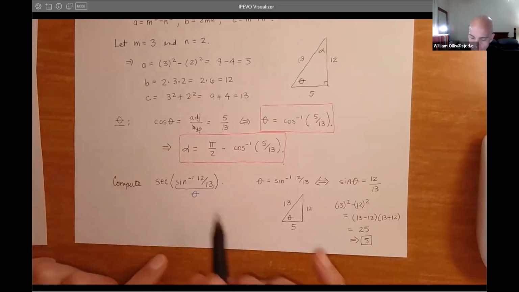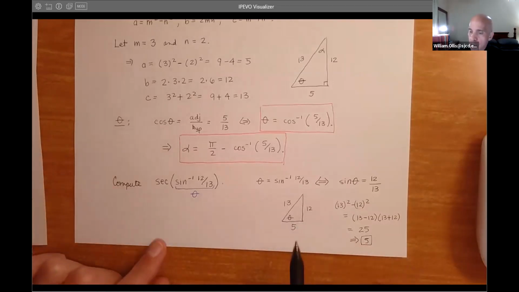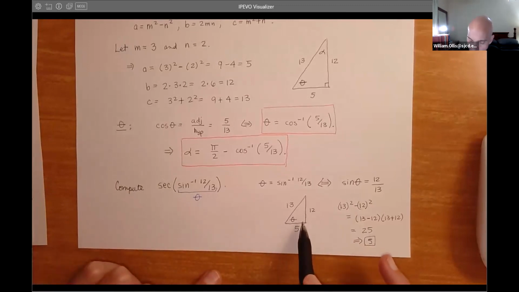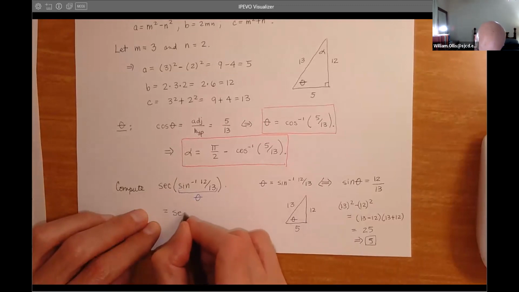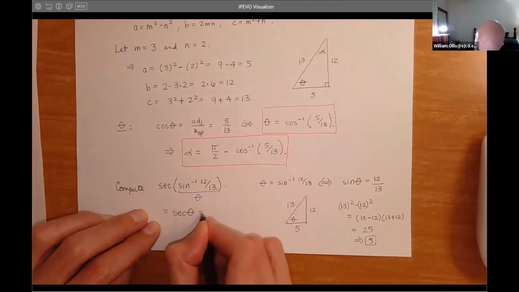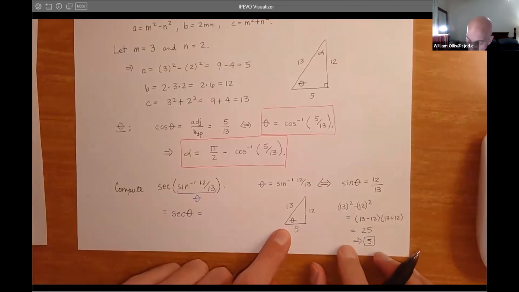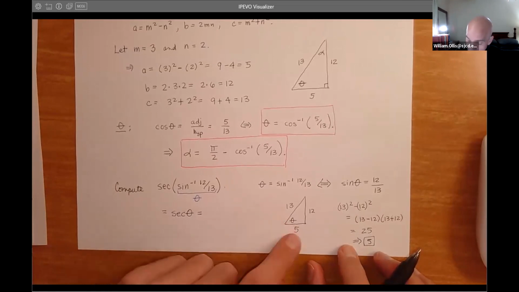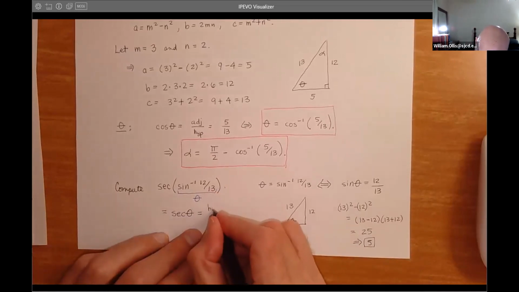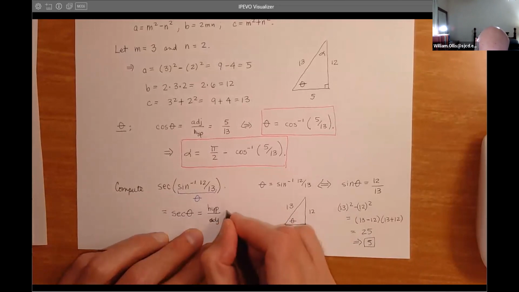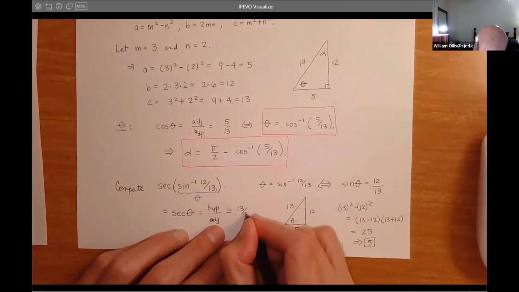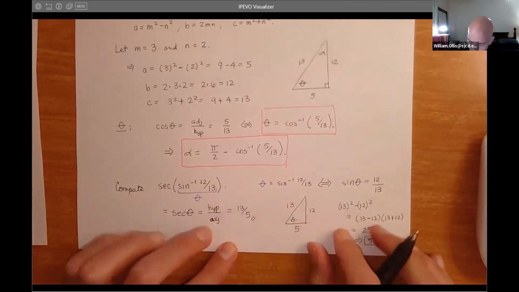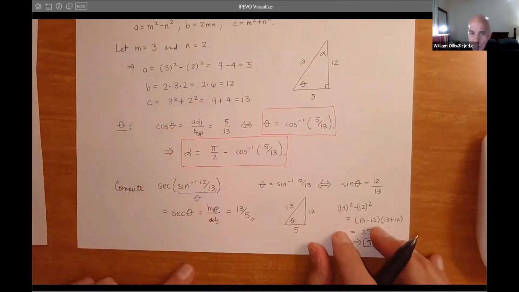So you can see why we waited to do this. Now we're thinking, okay, this is just secant of theta. I've got the triangle. Secant of theta is what? Hypotenuse over adjacent. And that'll be 13 over 5. Which is what we kind of saw here.